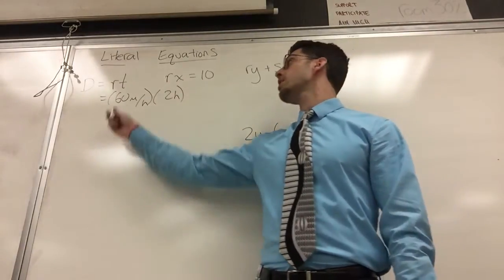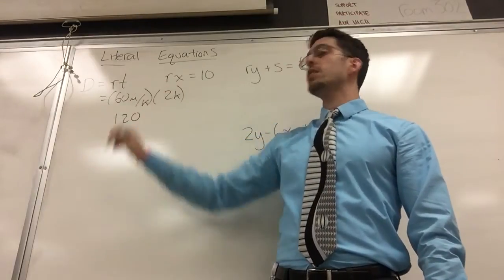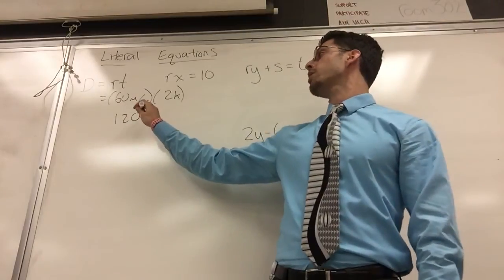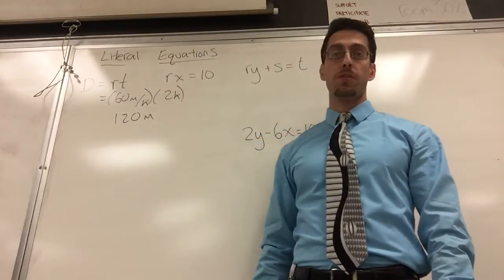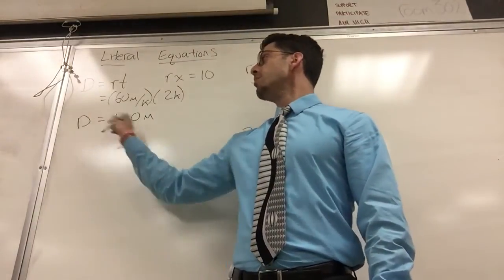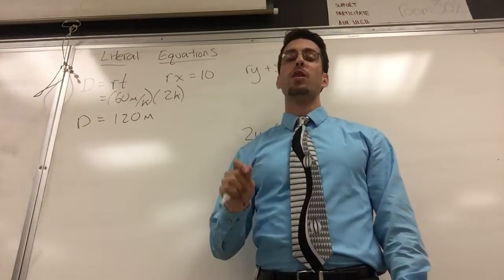So multiply 60 times 2 is 120. And what's cool is the hours cancel out because this is a numerator, this is a denominator, and I'm left with 120 miles. And there's my answer. My distance is 120 miles. That's using a formula. Literal equations is not really putting in numbers.